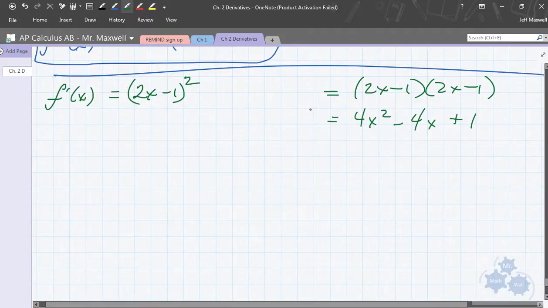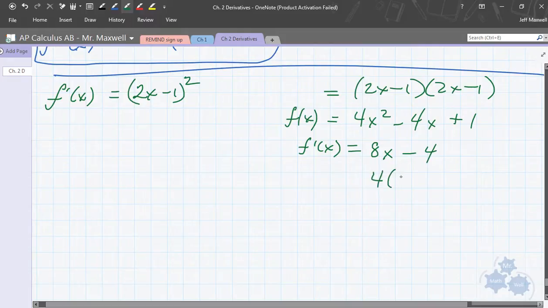So if I took the derivative of this, here's f of x. If I took the derivative the old way, just using the sum, difference, and power rules, we would have what? 8x minus 4. Does that sound about right? Which actually can be factored down to 4 times 2x minus 1. That's really what that could be simplified to.